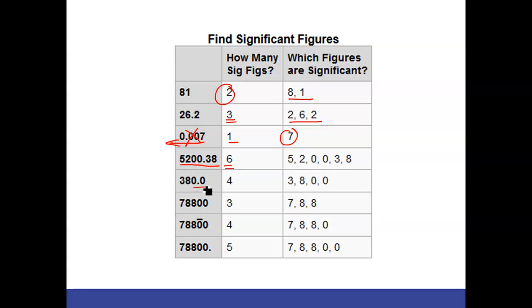This one has 0 at the end. However, there is a decimal point, so we still consider this 0 as a significant figure. So the number of significant figures is 4, and they are 3, 8, 0, 0. This number also has 0 towards the end, but there is no decimal point. So these two zeros are not considered as significant figures. So there are only 3 significant figures, 7, 8, 8. There are 4 significant figures here, 7, 8, 8, and 0, because there is a special symbol on top of that 0. And there are 5 significant figures here because there is a decimal point, 7, 8, 8, 0, 0.